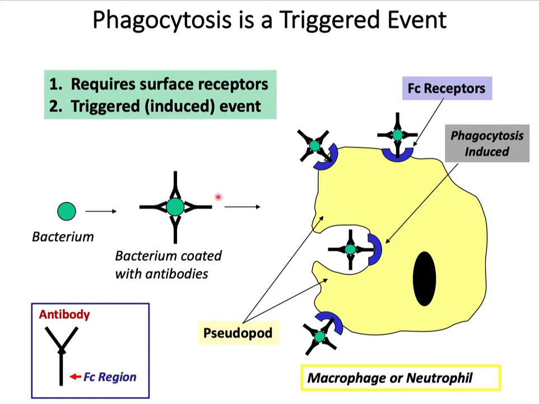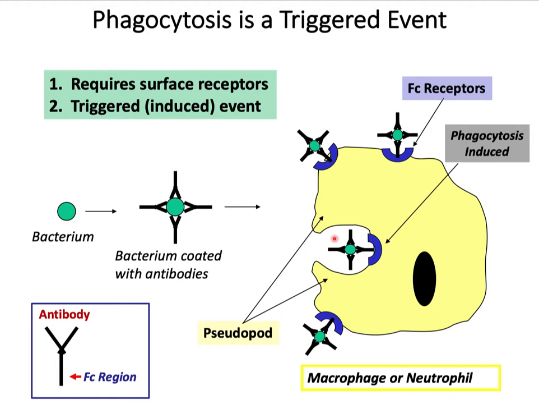When antibodies specifically bind to an infectious agent such as a bacteria, the antibodies are oriented in such a way that the variable region will bind specifically to the bacterium, but the Fc portion, or the stalk right here, will be sticking out. These antibodies will form a coat around these infectious microbes. Well, as it turns out, the macrophages and the neutrophils have receptors on their cell surface that are specific to the Fc portion of these antibodies. So they have the Fc receptors.